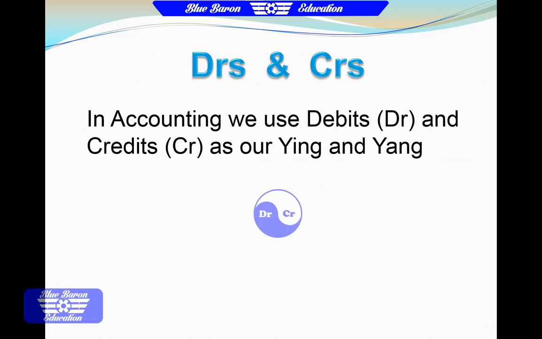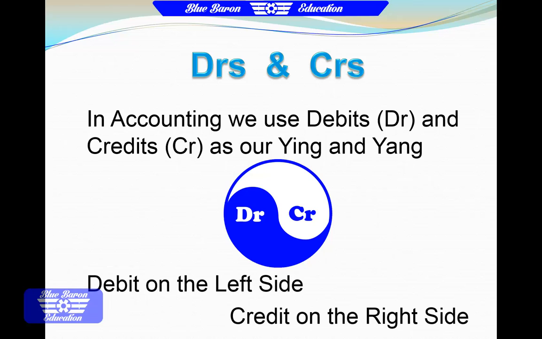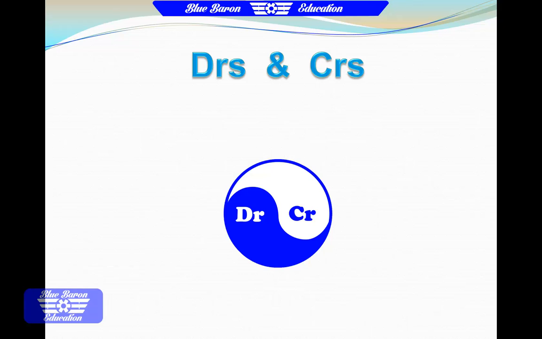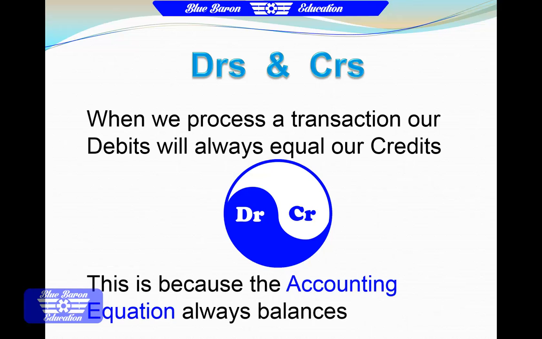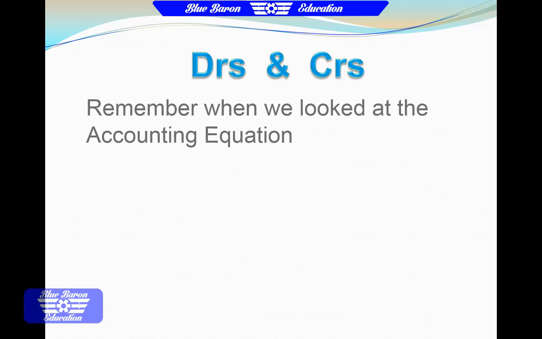So debits and credits in accounting are our yin and our yang. Debits are on the left, credits are on the right. When we process transactions, our debits will always equal our credits. When we first start off, simple transactions will only have one debit and one credit. As we build up and get into the more complicated, we may have multiple debits and/or multiple credits. But our total debits will always equal our total credits. This is because of the accounting equation we must always balance.